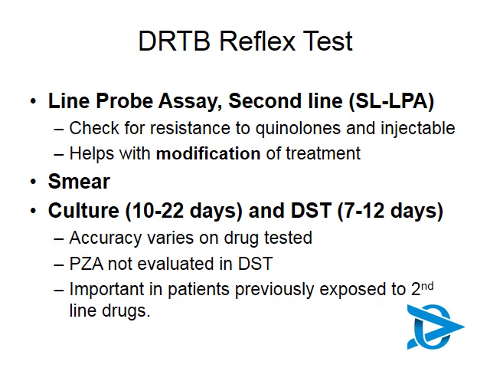Just a reminder, the culture can take anything from 10 to 22 days, and then to do the DST on that, your drug sensitivity test can take an additional 7 to 12 days. So it might be a good 6 weeks before you have your results back. Also, the culture and DST does not have the same accuracy for all the drugs that it tests, and some drugs are not evaluated at all, such as PZA. Culture and DST becomes very important in patients who've previously been exposed to second-line drugs, especially your patients where you're thinking of pre-XDR or XDR treatment, as neither of the line probe assays are going to give you information on that.